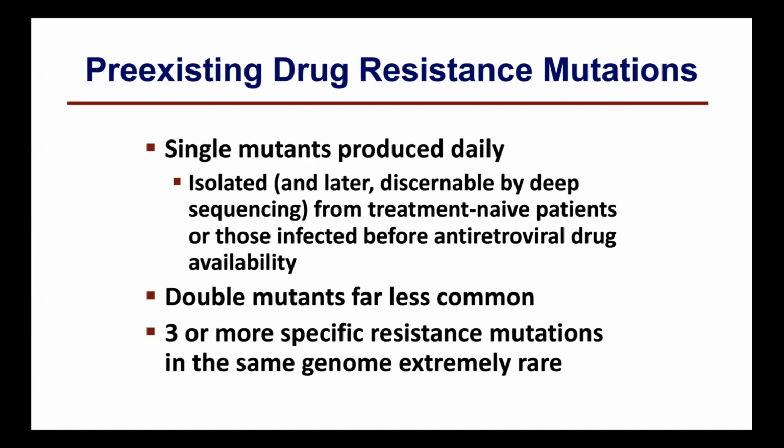Double mutants are far less common. The probability of 2 mutants is the product of the 2 probabilities. And then 3 or more specific mutations in the same HIV genome, often spread in different targets for antivirals like the protease and the reverse transcriptase, are extremely rare. It's hard for that many mutations to appear. And this is the principle of combination therapy. This principle was first shown for tuberculosis, where any single drug selects for resistance and multiple drugs work because of the rare pre-existence of drug-resistant mutants.